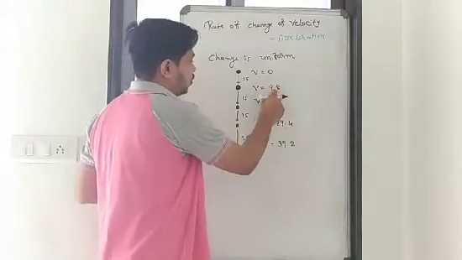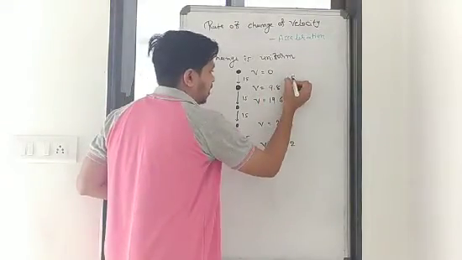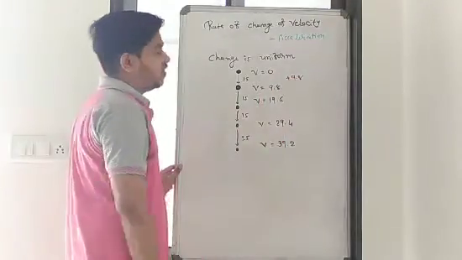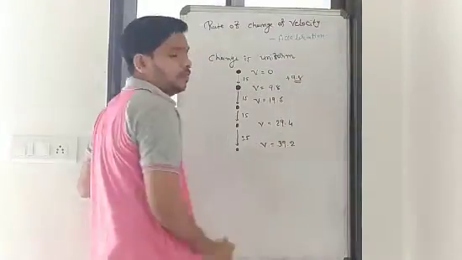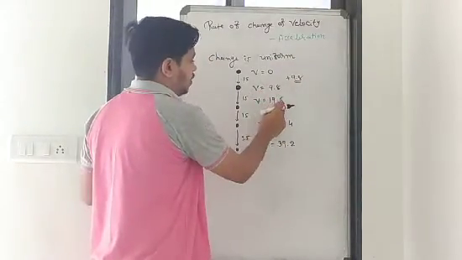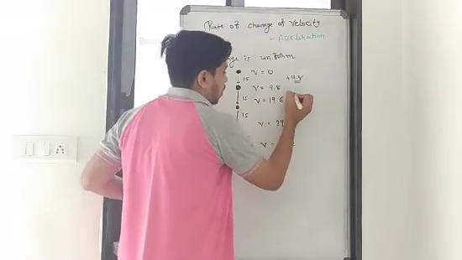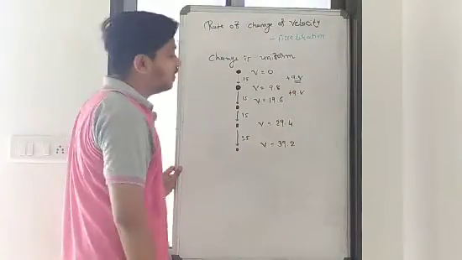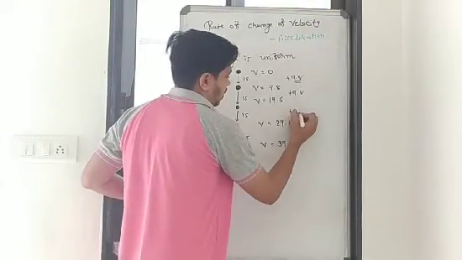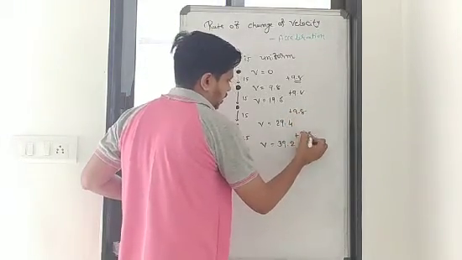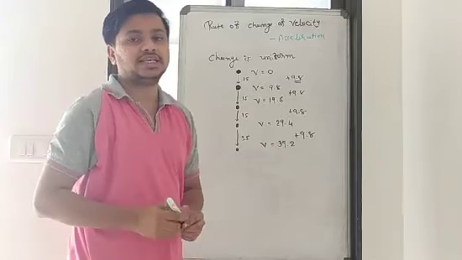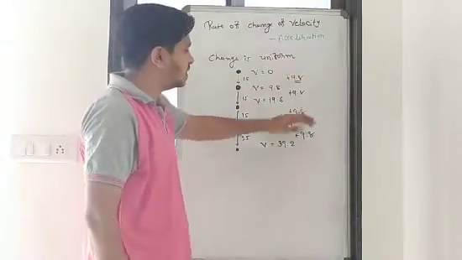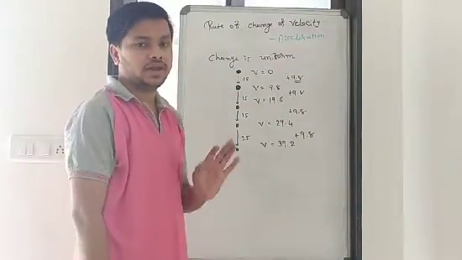Here, 0 to 9.8. So 9.8 is increased. The velocity changed by 9.8. Here, 19.6 minus 9.8 also gives you 9.8. So 9.8 is increased. In every second, the change in velocity is the same. It is increasing at the same rate.